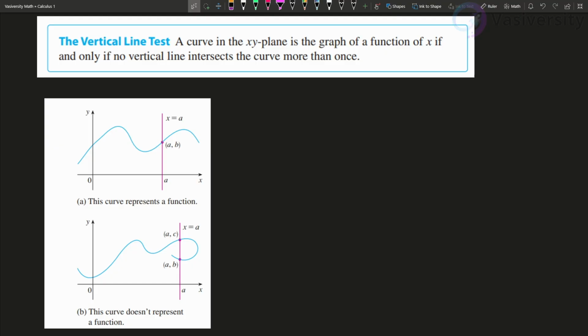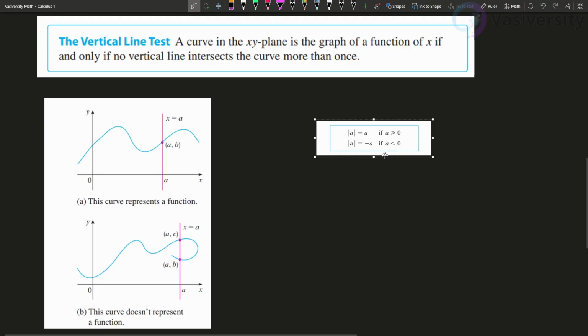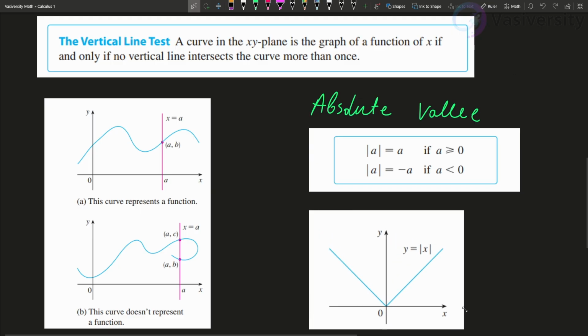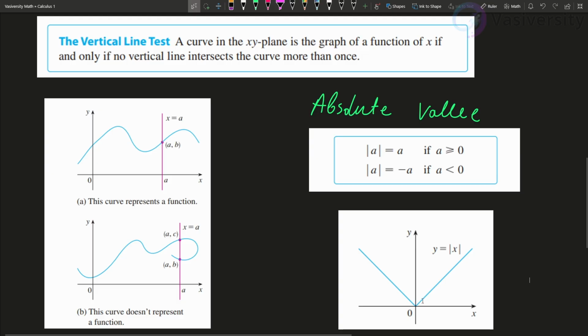So let's also review from algebra. We learned about the absolute value function. Absolute value function is written down here, so we're going to call it absolute value. And essentially, the graph of that function looks like a V. And in calculus, we're going to be studying some properties regarding those kinds of graphs, with that shape.